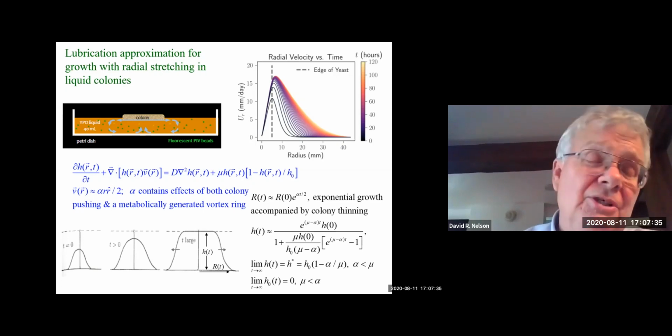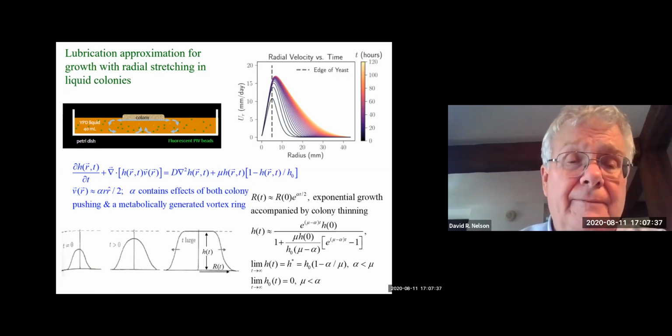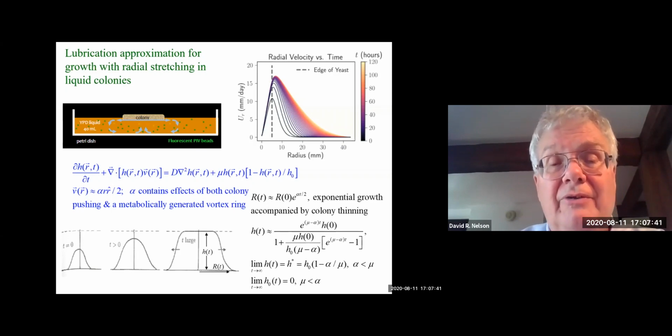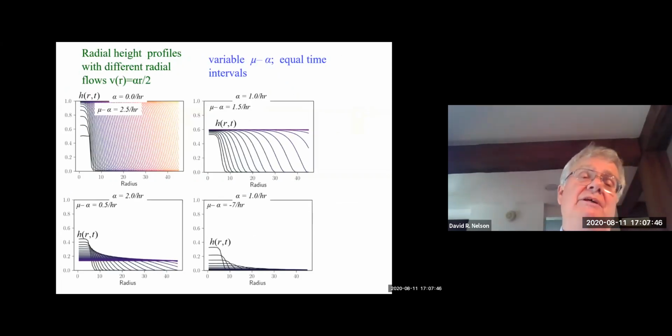But of course, it won't really be 0 because these are finite 5 micron sized objects. They can't be thinner than 5 microns. So something has to happen there, might be related to this fingering instability.